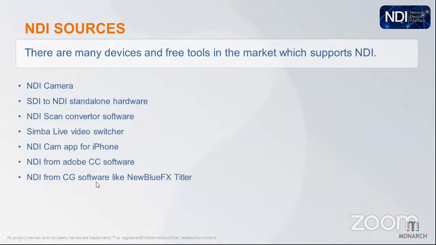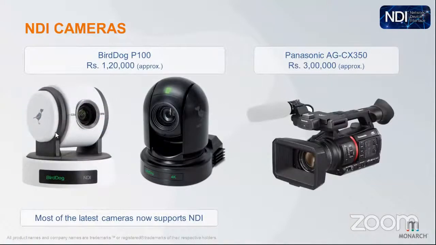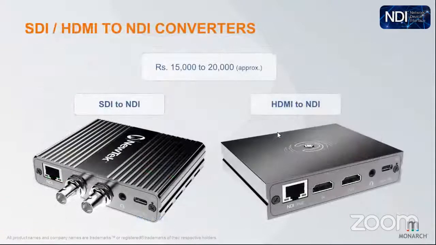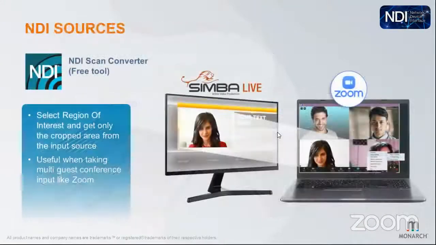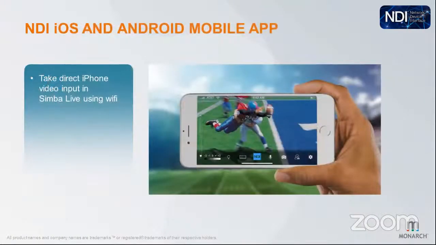And these are some of the CG software. Just like we talked about the sports, we are able to get the graphics from third party, and using NDI, we are able to show. So these are some of the camera samples. I will not go deeper into this because we already discussed this last week. These are the converters. This is the scan converter. Let's see practically how the scan converter works, and also how the Android or mobile app is connected using Wi-Fi to the Simba system.